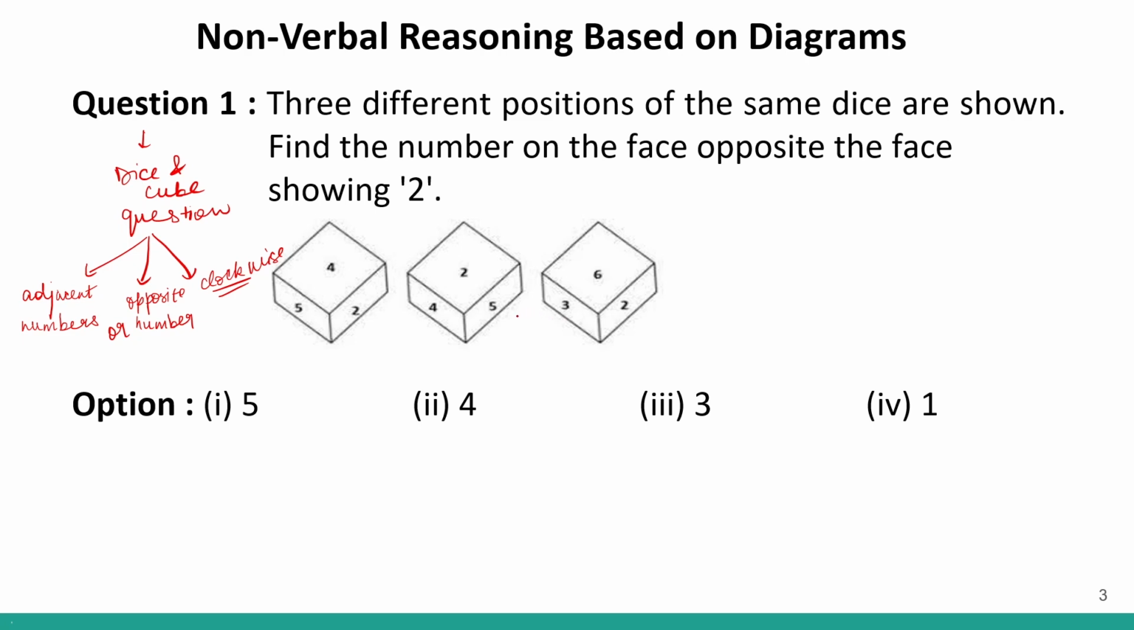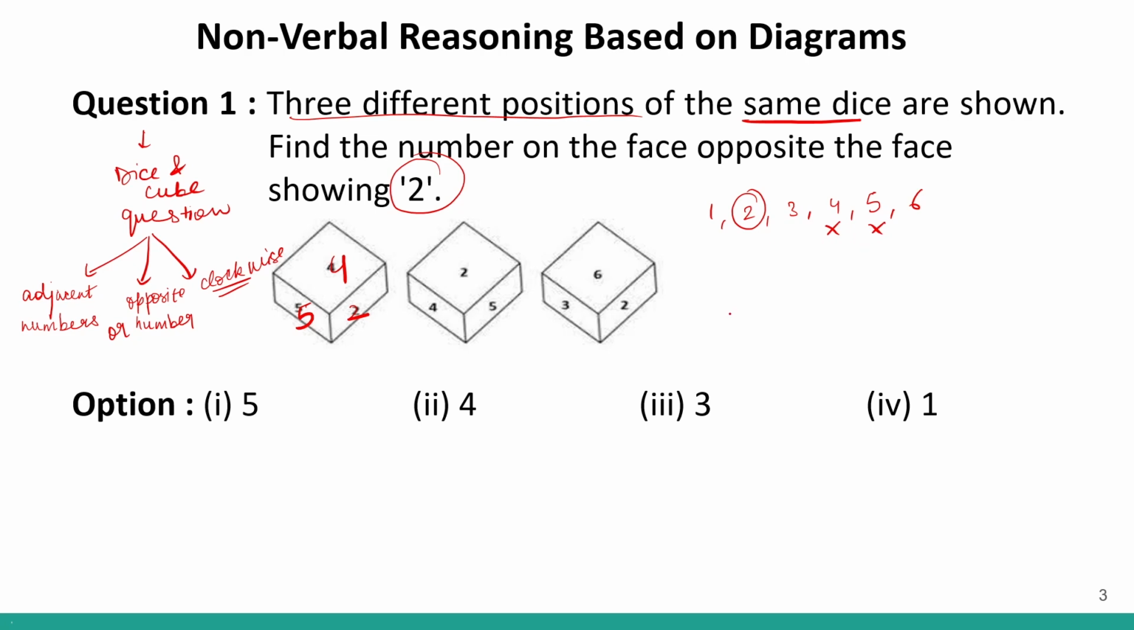In this question, 3 different dice are given to us. This is the same dice but in 3 different positions. Now we have to find the number which is opposite to 2. So how many numbers are there in a dice? 6. 1, 2, 3, 4, 5 and 6. Okay. So if a number is adjacent, it cannot be opposite. Over here we have 2, we have 4 and we have 5. So if 5 and 4 are adjacent to 2, can they be opposite to 2? No. So 4 and 5 are definitely not opposite to 2.